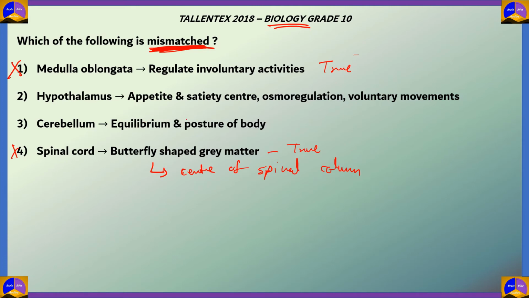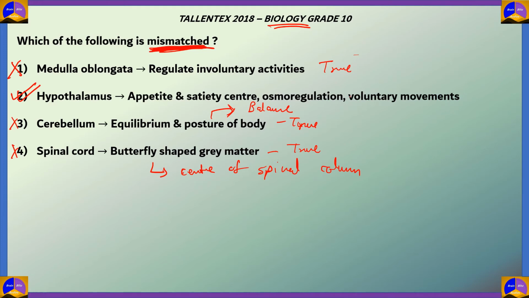Now what about cerebellum? It says equilibrium and posture of the body. So that means the posture of the body as well as its balance is regulated by the cerebellum. So this statement is again true. That makes the option incorrect. The correct answer is hypothalamus, appetite and satiety center, osmoregulation, voluntary movements.